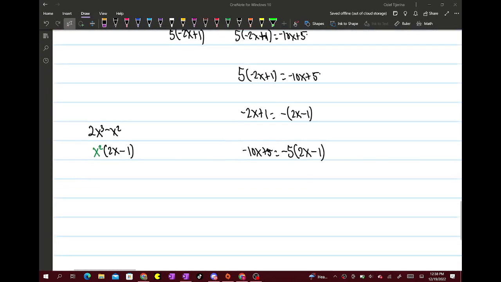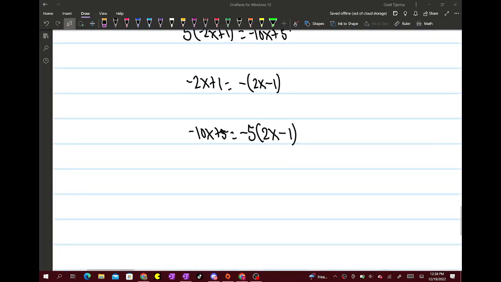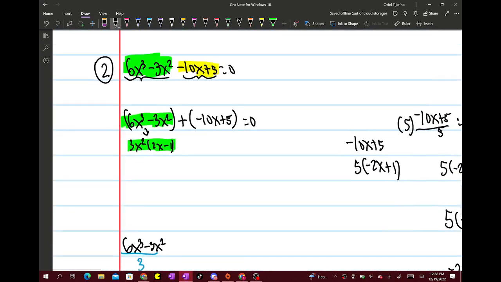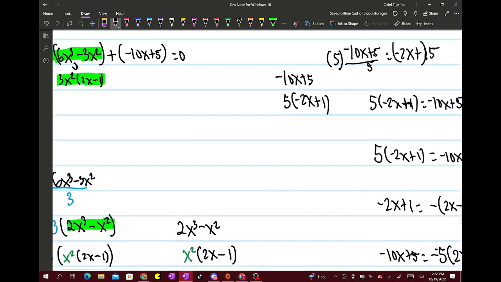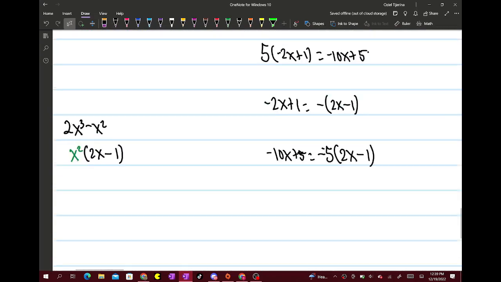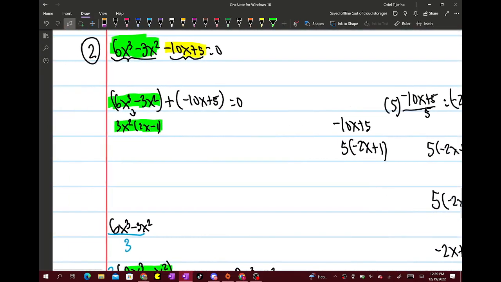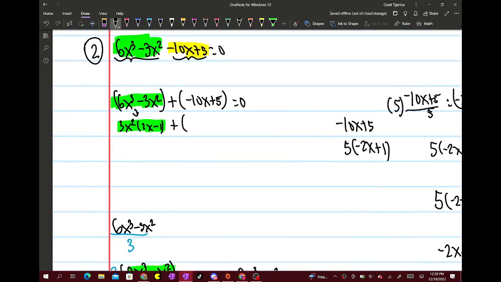So basically, this is really what we would end up with, right? You really have to understand how to factor, and I do have a video of that, but I'm doing this for those that forgot how to factor. So then we know that negative 10x plus 5 is, so it's going to be plus negative 5 times 2x minus 1. And then this is equal to 0.